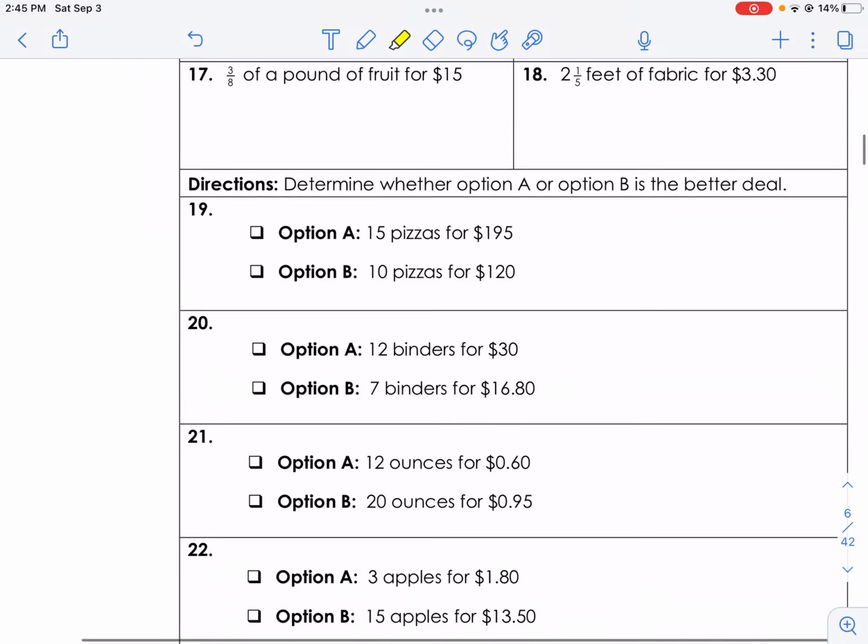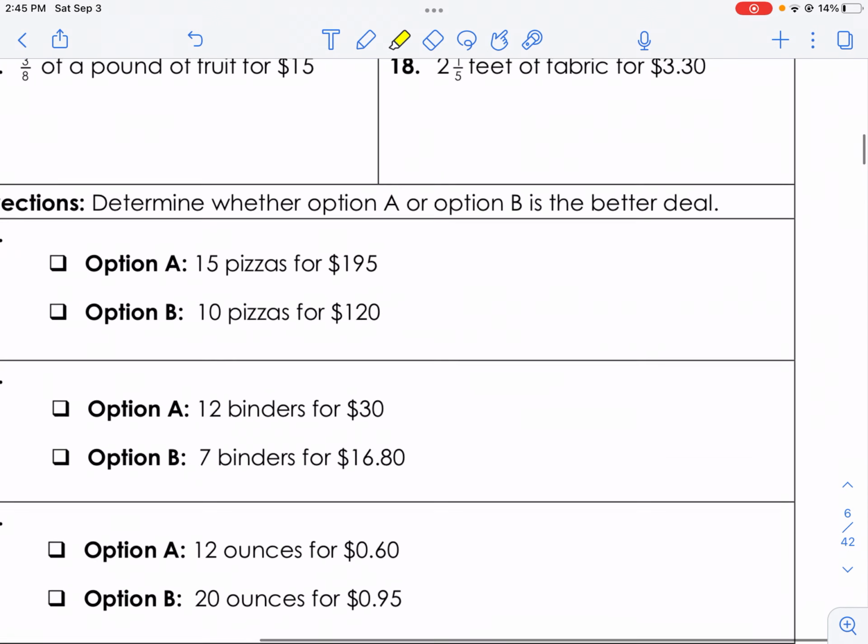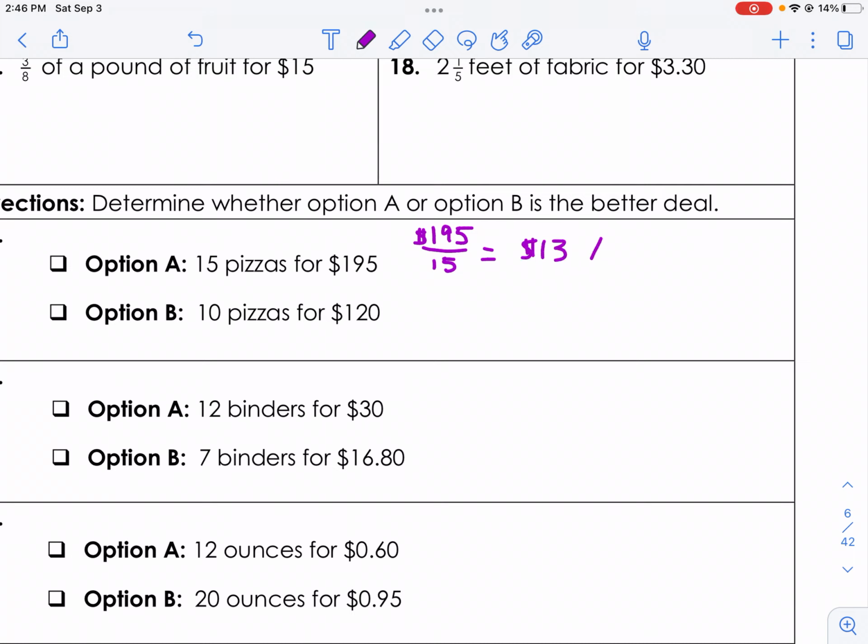This will give us one more problem to do. How do we know what's the better deal? We are pizza shopping. We want to know how to get the most pizza for our money. 15 pizzas for $1.95. So how much is that per pizza? Let's divide. Take the cost, divide by how many we get. That gives us $13 for each pizza.